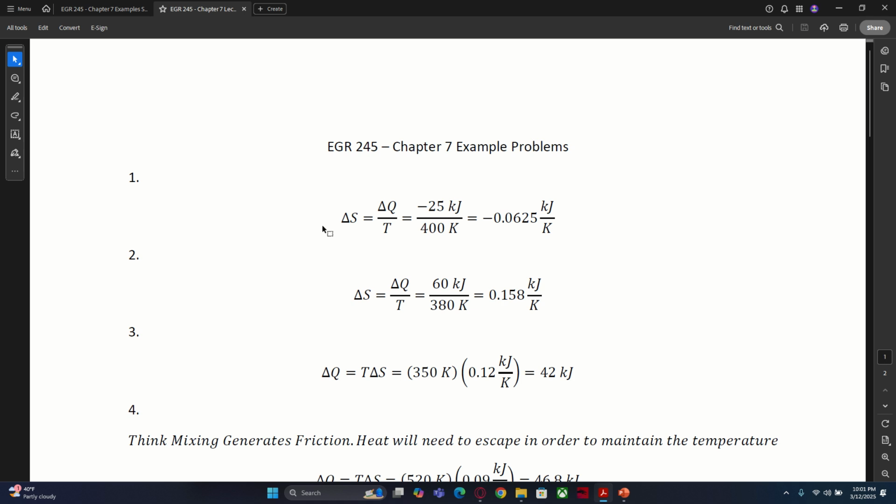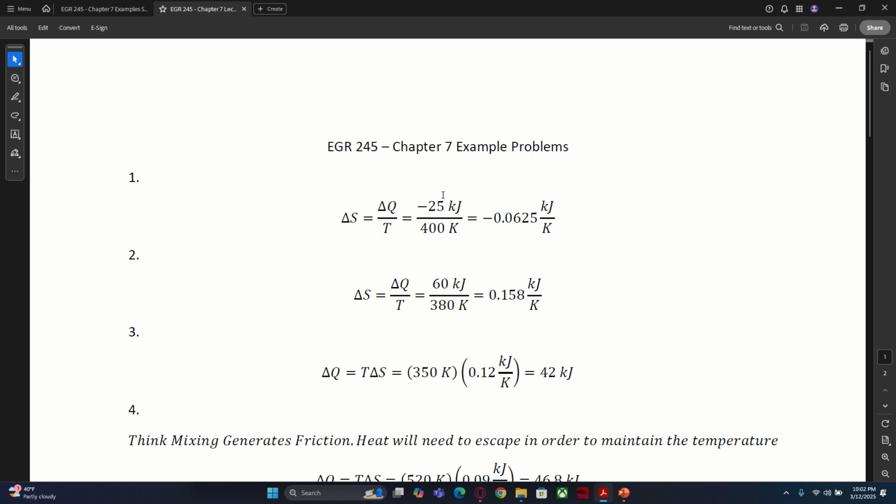Well, for problem 1, the change in entropy is equal to the change in heat divided by the temperature. So delta S equals delta Q over T. 25 kilojoules were removed from the system. The direction of heat that is usually considered positive is going into a system. Therefore, if it's leaving the system, we assign it a negative sign.